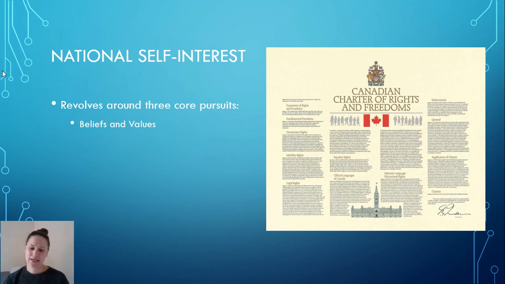The second reason why nations will act or pursue their own self-interest is really around beliefs and values. So in Canada, we've looked at the Canadian Charter of Rights and Freedoms and some of the core beliefs behind that. Some of them such as equality, freedom, mobility. And so as a country, these are some of our core beliefs. And so it will cause us to act in situations. If we see another country violating one of these beliefs and values, at times we will involve ourselves because one of the beliefs that we have is for equality and freedom. And so we try to spread those to other countries.